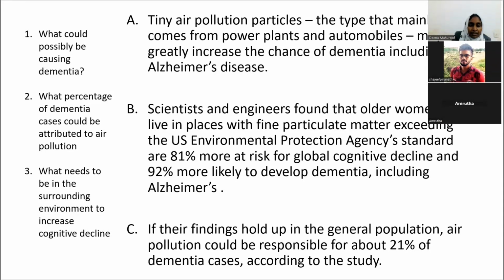What could possibly be causing dementia? So over here, if you see, dementia is the keyword. If you read the tiny air pollution particles, blah blah blah. Can you find dementia? Okay, you found the keyword dementia. So tiny air pollution particles. What could possibly be causing dementia? Tiny air pollution particles. That's the answer.